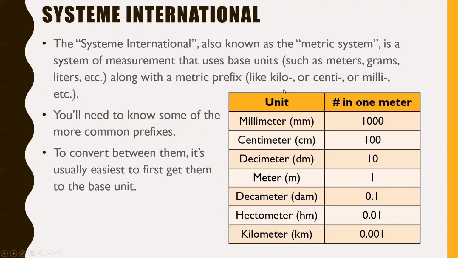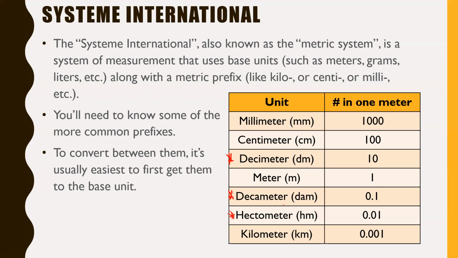Let's get going. So first of all, the Système International, also known as the metric system, is a system of measurement that uses base units such as meters, grams, liters, etc., along with a metric prefix like kilo or centi or milli, etc. You do need to know some of the common base prefixes here. So you need to know milli and centi and deci and deca and hecto and kilo. Let's be real here. Pretty much nobody uses this one or this one or this one. They come around every now and then, but they're pretty rare. It's the other ones that you definitely need to know a lot more of, but it doesn't hurt to know these ones as well.